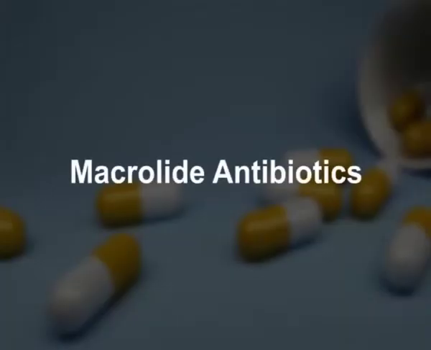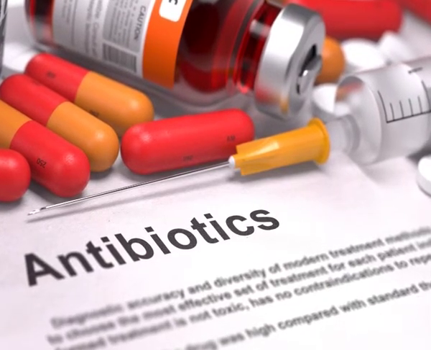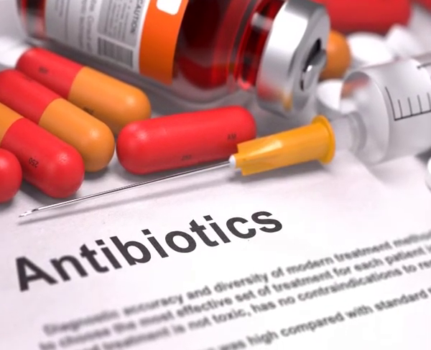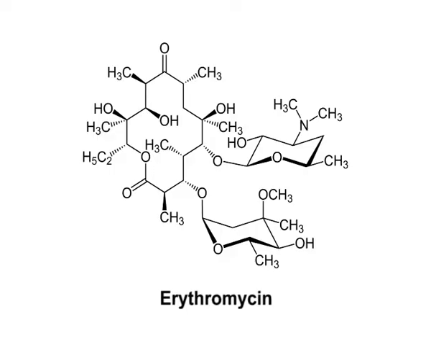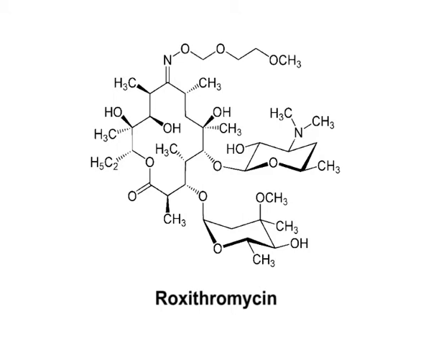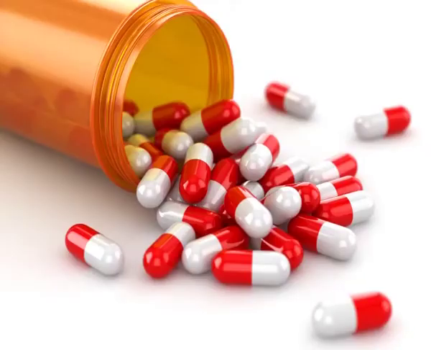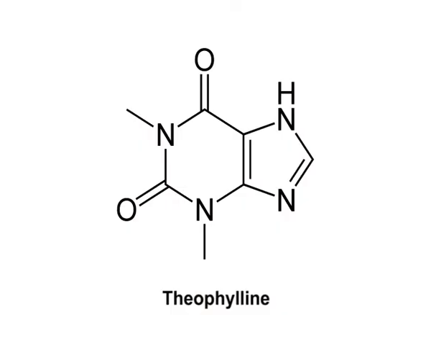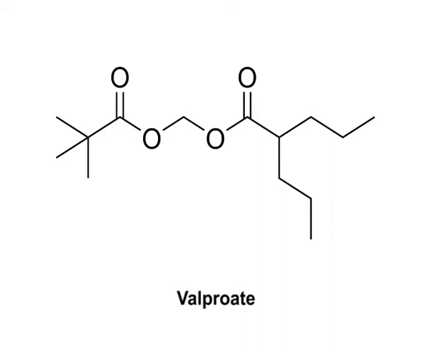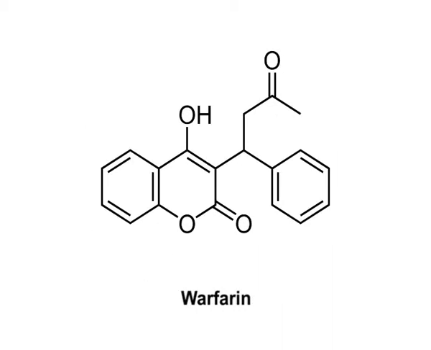Macrolide antibiotics. These are antibiotics having a macrocyclic lactone ring with attached sugars. Erythromycin is the first member, discovered in the 1950s. Roxithromycin, clarithromycin and azithromycin are the later additions. Erythromycin inhibits hepatic oxidation of many drugs. The clinically significant interactions are rise in plasma levels of theophylline, carbamazepine, valproate, ergotamine and warfarin.